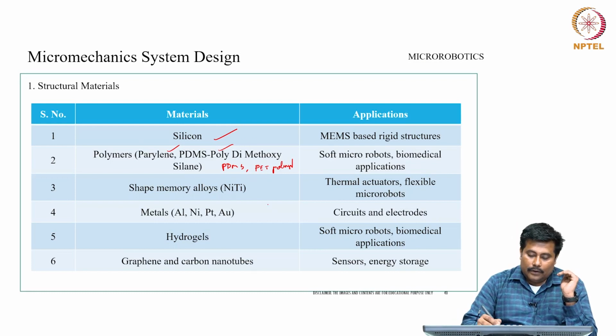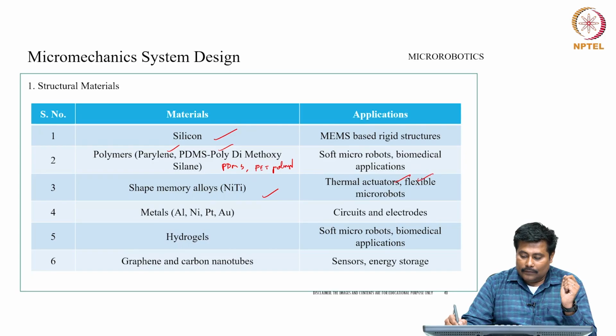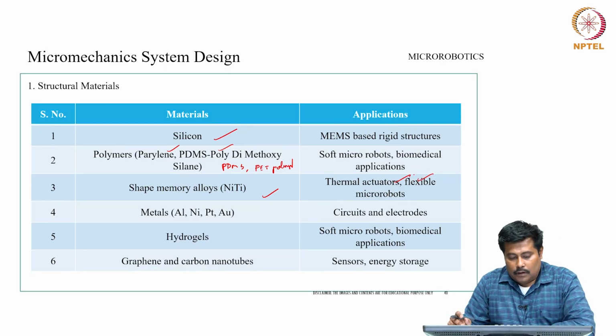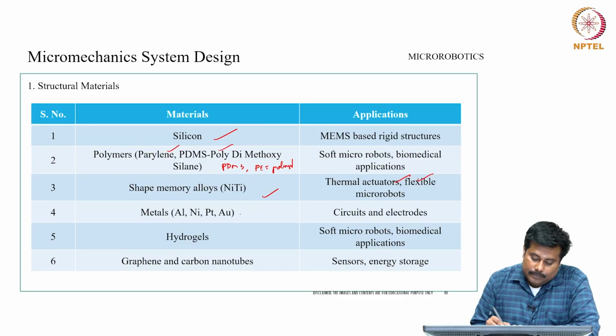Next, shape memory alloy comes under the category of smart materials. Along with shape memory alloy, there are different other smart materials which also contribute to this particular system. Like we have a thermal actuator in place, and then there are flexible micro robots in place.